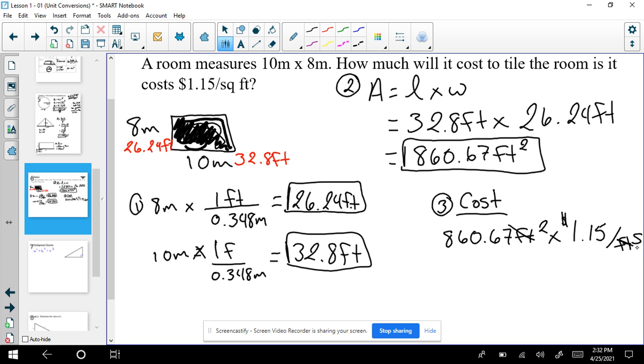So then these two cross out, and I end up with, so I would take my 860.67 times 1.15, which gives me $989.77. Beautiful. So then I would write my therefore statement, right? So it will cost, I'm just going to say it out loud, but this is my therefore statement. So I would have this as step 4. So I would have, therefore, it would cost $989.77 to tile the room, to tile the 10 by 8 meter room.